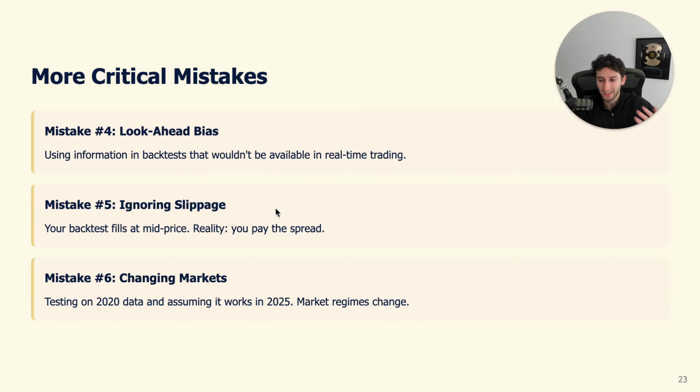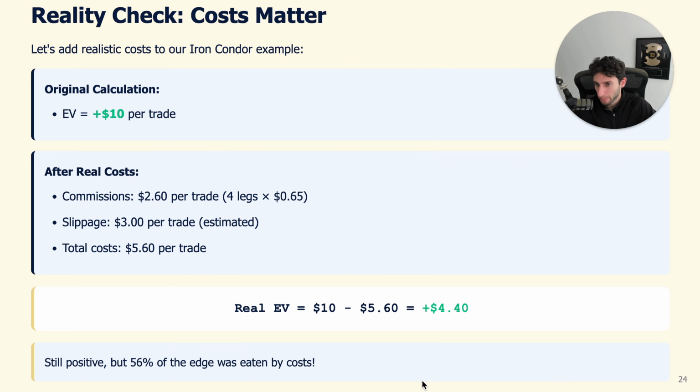Most of the time, you're not going to get filled at that, so you've got to look at that as well. And then changing markets. The markets are always changing. You don't want to just look at 2022, because it's going to be different than how the market performed in 2025. So you want to make sure you're paying attention to all of that when looking at your actual trading.